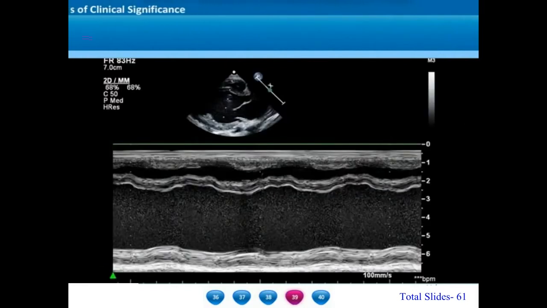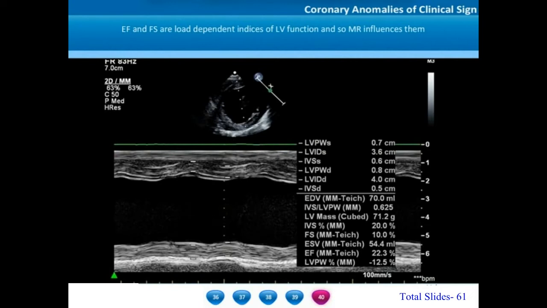When we look at the M mode of the parasternal long axis of the left ventricle, we can find that there is a substantial dilatation of the left ventricle and poor left ventricular contractility. The ejection fraction and the fractional shortening are load-dependent indices of left ventricular function, and so in patients who are having severe mitral regurgitation, the ejection fraction and the shortening fraction may appear high.